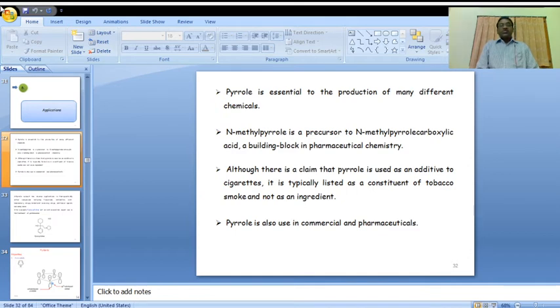It's a building block in pharmaceutical chemistry. Although there is a claim that pyrrole is used as an additive to cigarettes, it is typically listed as a constituent of tobacco smoke and not as an ingredient. Pyrrole is also used in commercial products and pharmaceuticals.